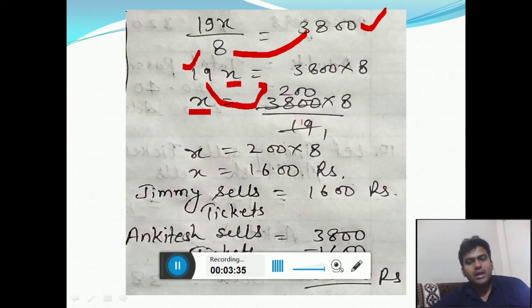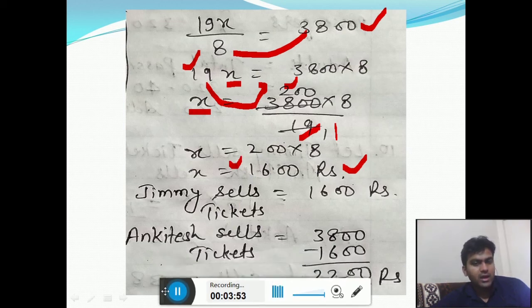So we can cut this 19: 1 times 19 is 19 and 19 times 2 is 38. So 200 in the numerator. So 200 into 8 equals 1600. So 200 into 8 equals 1600. So what is the value of x? 1600.